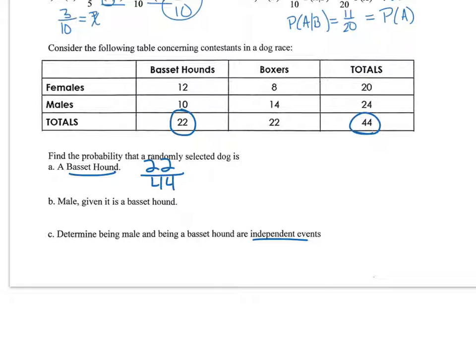Now, the only time that changes is when we have a given. Given that it is a basset hound, that means that that's the bottom. So it's 22. And then male, so we have to do the intersection of male and basset hound. So right here, 10. So that's the probability given that it's a basset hound, so that's why the bottom number isn't 44, because there's 22 basset hounds. And 10 is how many male basset hounds.